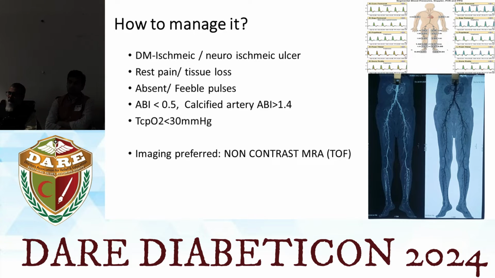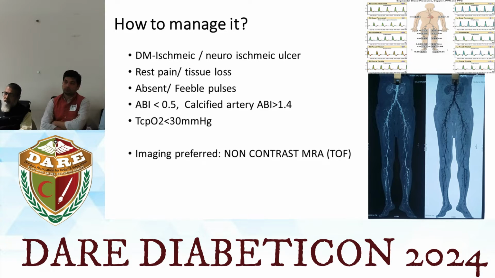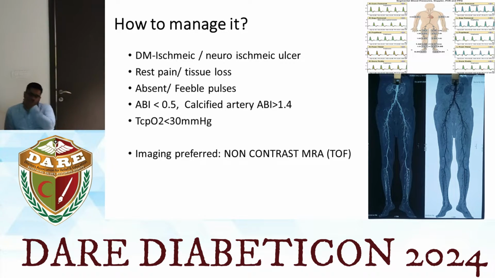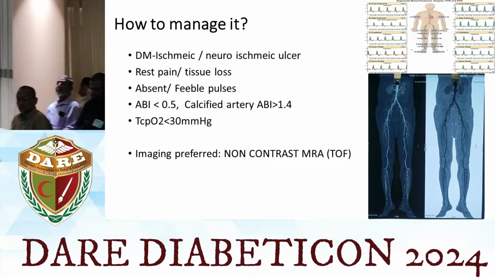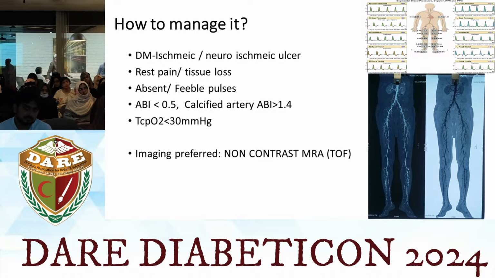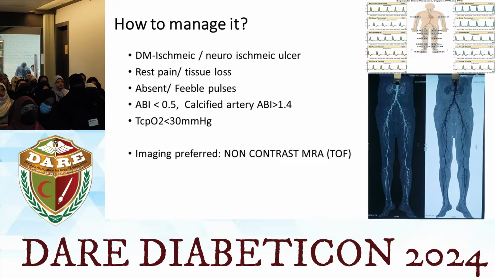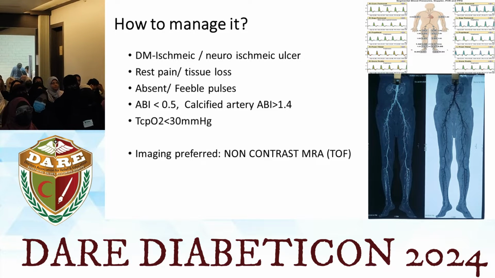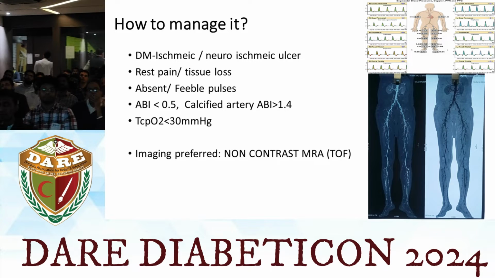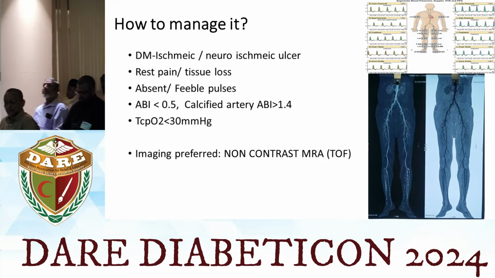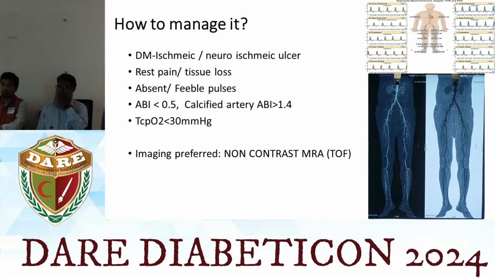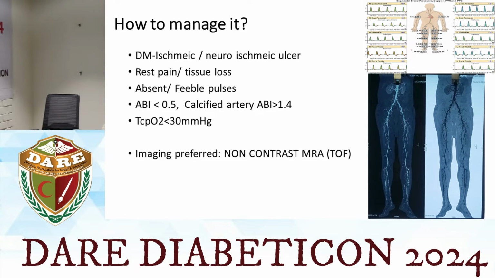We all know it's an epidemic, and how do we manage it? Patients will have ischemic ulcers because of decreased blood flow, or they can have a combination of decreased sensation, neuropathic plus ischemic ulcers. They will usually present with rest pains or tissue loss. There will be abnormality in the pulses, and abnormality in their ankle brachial index, which we usually do for all the patients that walk into our clinic.